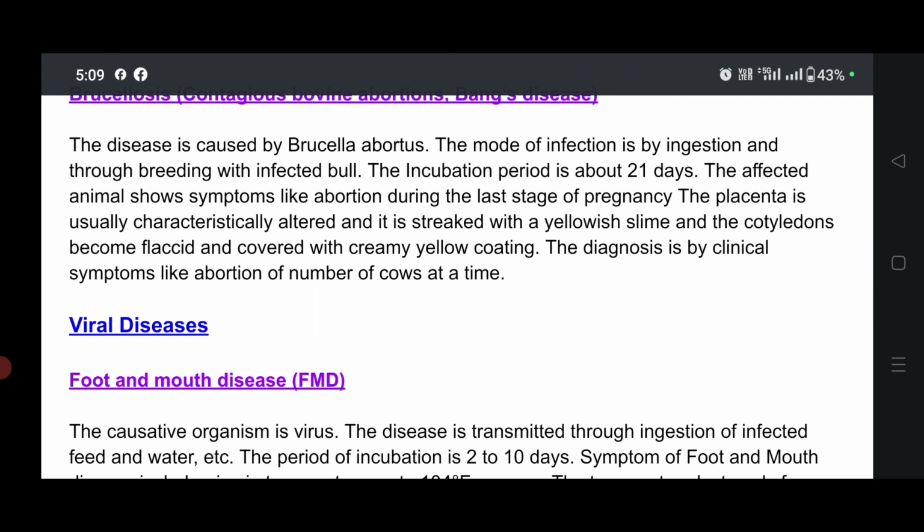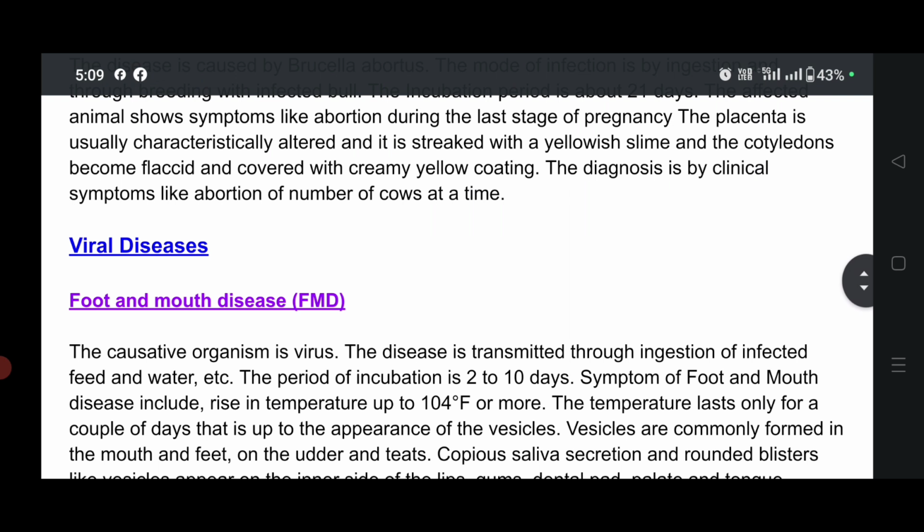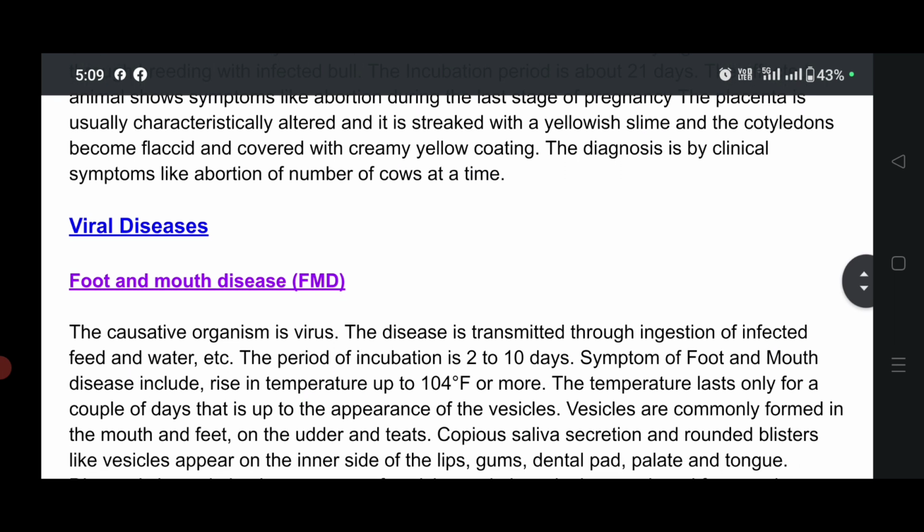Viral diseases. Foot and mouth disease, FMD. The causative organism is a virus. The disease is transmitted through ingestion of infected feed and water, etc. The period of incubation is 2 to 10 days. Symptoms of foot and mouth disease include a rise in temperature up to 104 degrees Fahrenheit or more. The temperature lasts only for a couple of days, that is, up to the appearance of the vesicles.